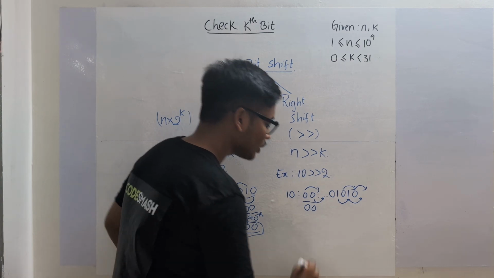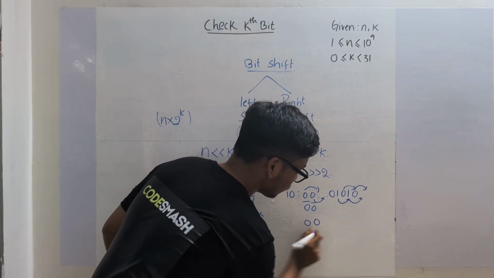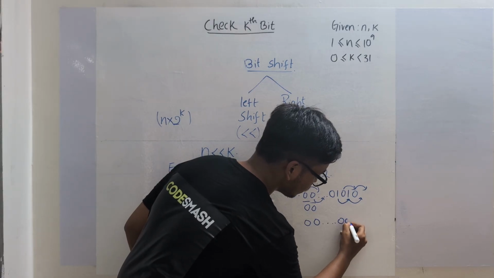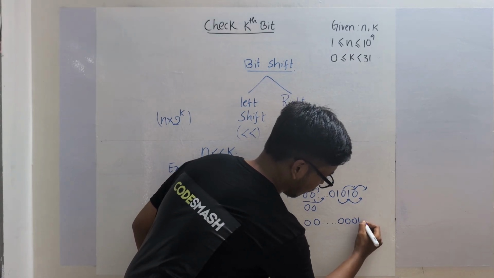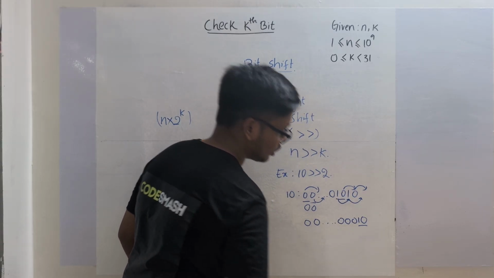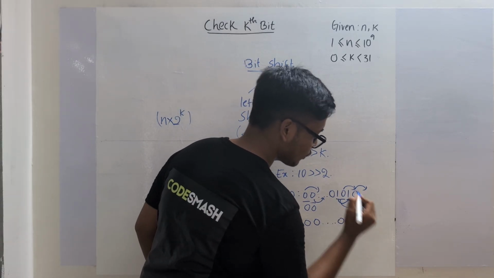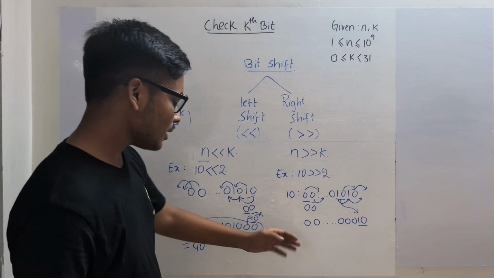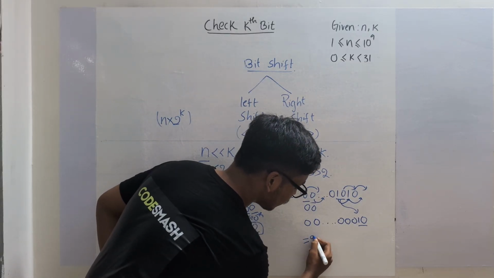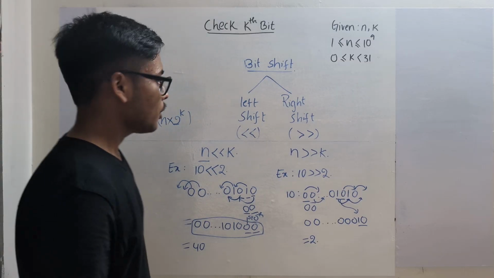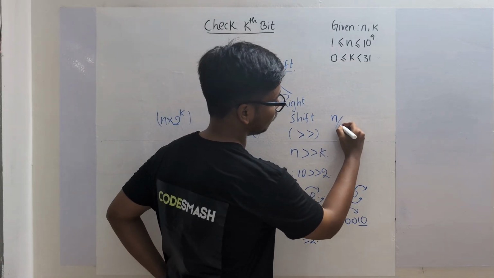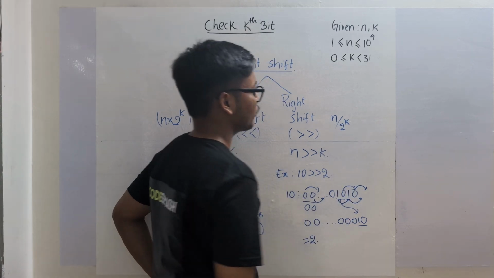So the final number will look like 0, 0. These 2 are the new zeros which came. And then 0, 0, 0, 1, 0. This 1 0 is this 1 0. Okay. So these came here. So if we change this binary number to decimal, it's nothing but 2. So right shift is nothing but dividing n by 2 power k.